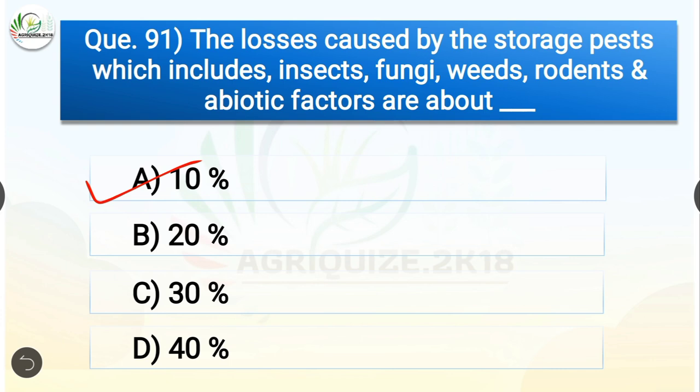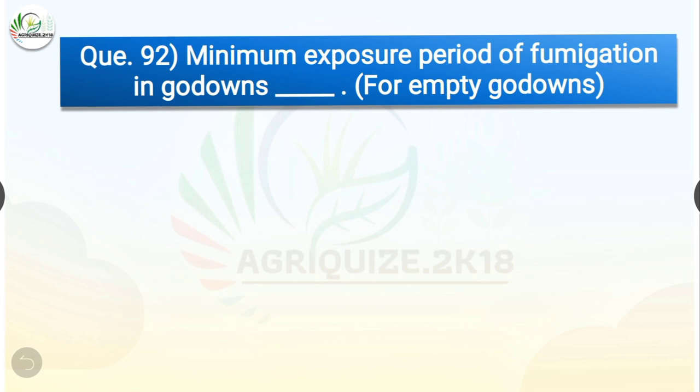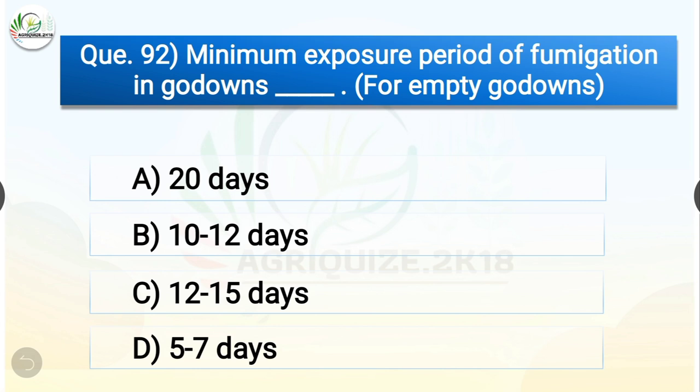Question number 92. Minimum exposure period of fumigation in godown is dash. The options are 20 days, 10 to 12 days, 12 to 15 days, or 5 to 7 days. The correct answer is option D, 5 to 7 days. So minimum exposure period of fumigation in godowns for empty godowns is 5 to 7 days.